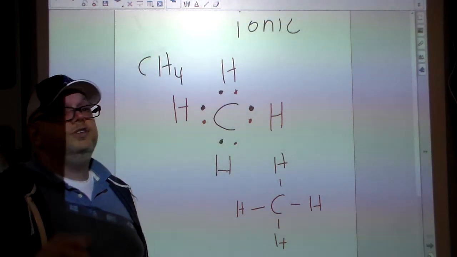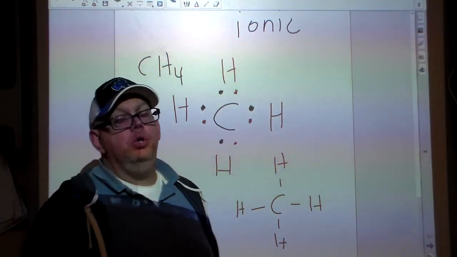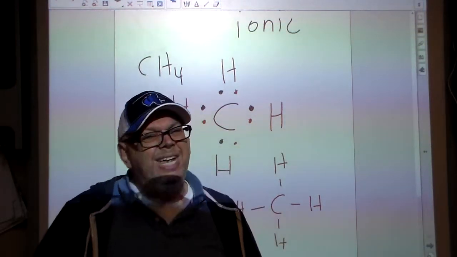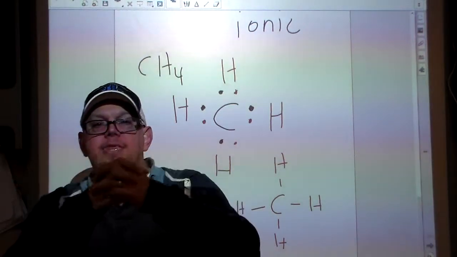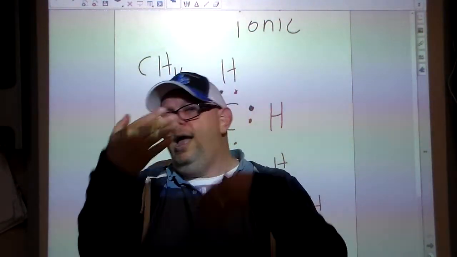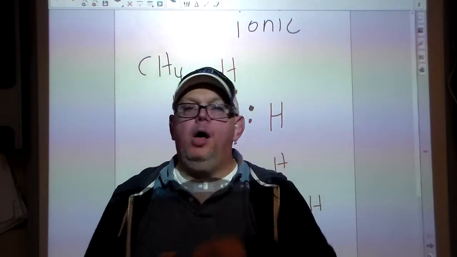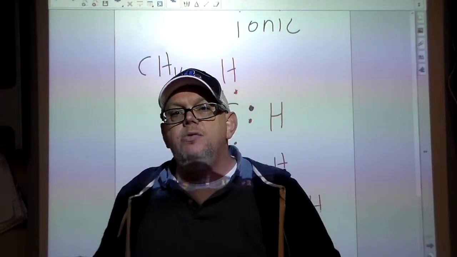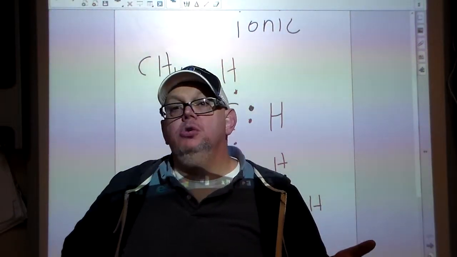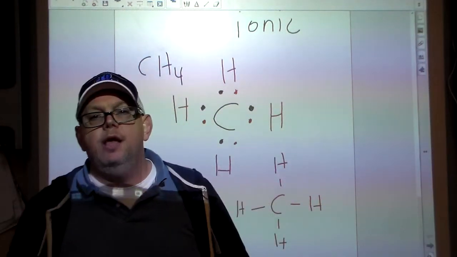Now, can Lewis dot structures tell us about the shape of the molecules? Not really. What the Lewis dot structures tell you is how the atoms are connecting to each other. How many electrons do they share between? It doesn't tell you what kind of a bond, polar, nonpolar, covalent, ionic. It doesn't tell you that, and it doesn't tell you the shape of the molecule either. That would be the subject for other videos to come down the road.